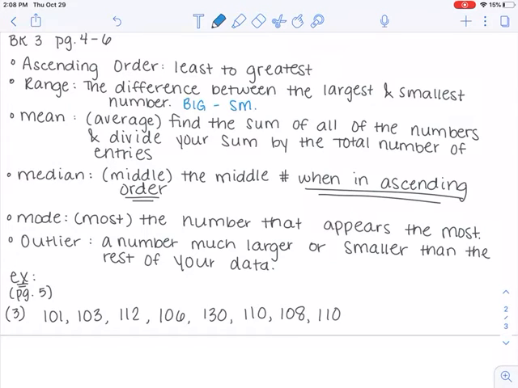The median is the middle number. So once you put them in ascending order, the number in the middle is going to be your median. The mode is also called the most. It's the number that appears the most in your data.